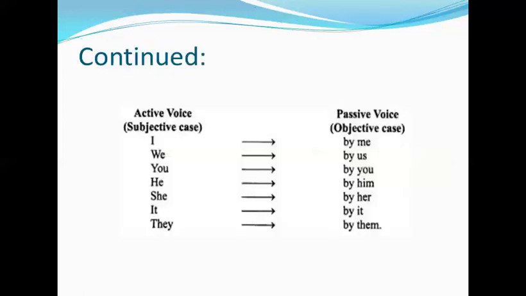While changing active voice to passive voice, we have to change the subject case to the object case. I will change by me. We will change by us. You will change by you, and he will change by him. She will change by her, and it remains as it is, by it. They will change by them.